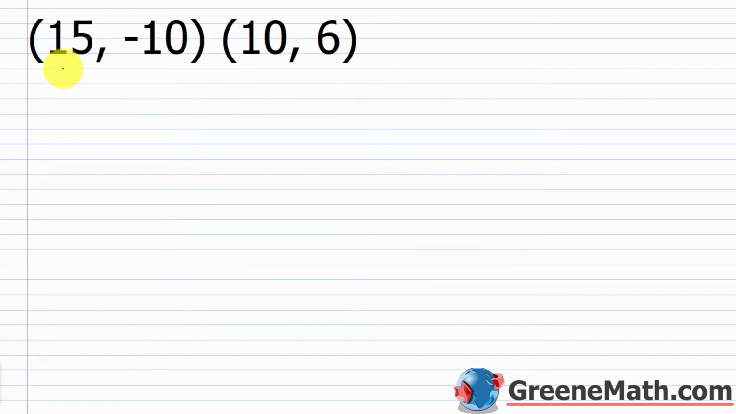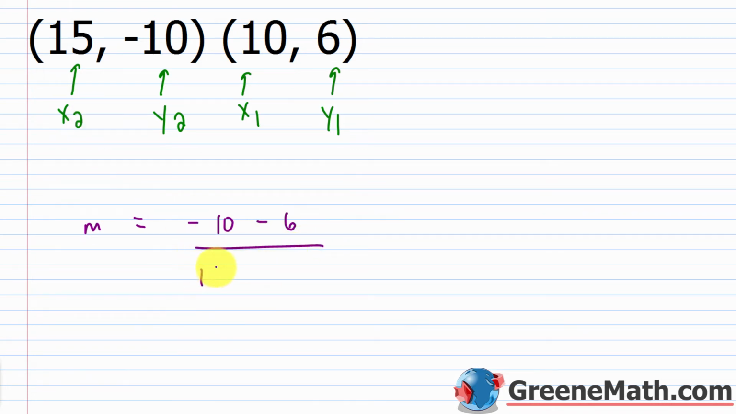Let's say you have 15 comma negative 10 and 10 comma 6. So again, let's label these points here. And I'm going to switch it up and say this is x sub 2, y sub 2. This is x sub 1, y sub 1. And I just plug into the formula. So m, the slope, is equal to y sub 2, which is negative 10, minus y sub 1, which is 6, over x sub 2, which is 15, minus x sub 1, which is 10. Again, I'll write the formula here. It's y sub 2 minus y sub 1 over x sub 2 minus x sub 1.